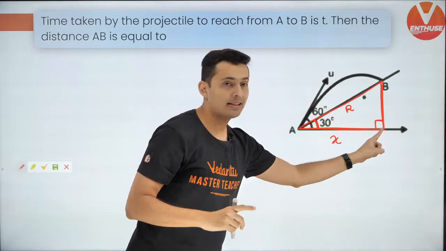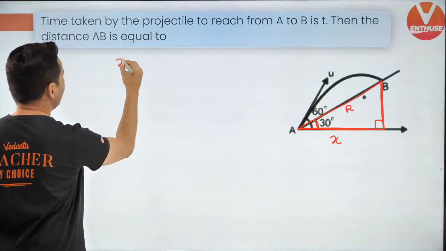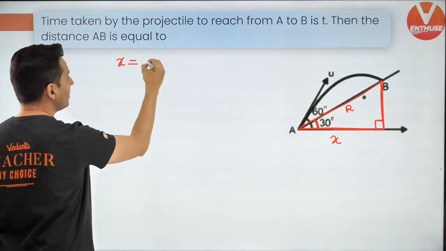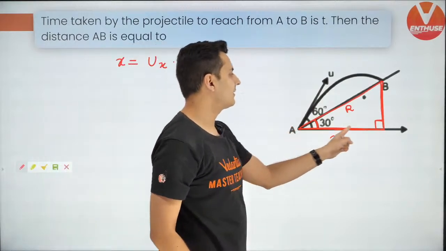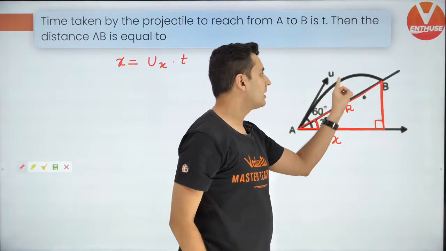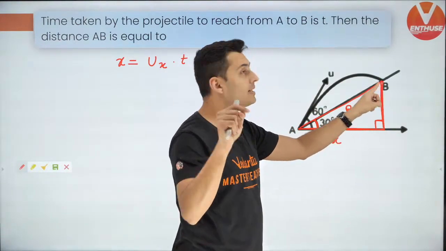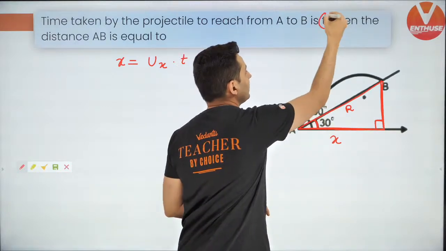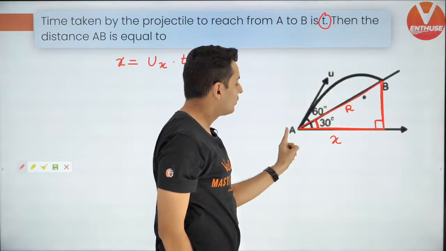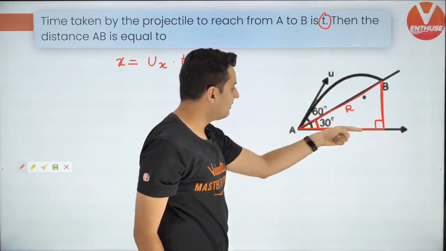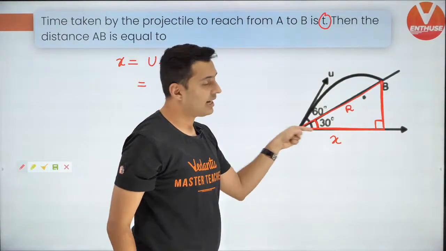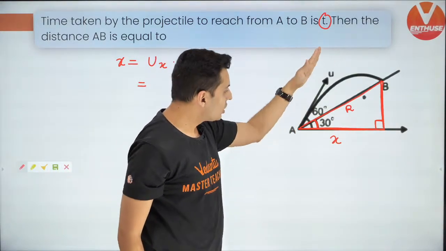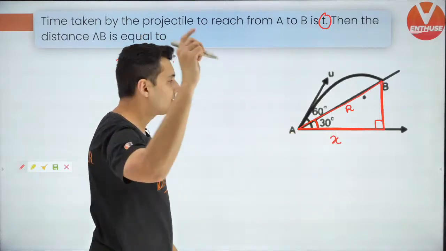How much is the displacement in the X direction? That displacement in the X direction is velocity in the X direction into the time in the X direction. The time taken to go from here to here is t seconds, it's given. T is the time taken to go from here to here. So for t seconds, if it travels with ux velocity, what is the velocity in the x-axis? Use cos 60 component, and that is constant.